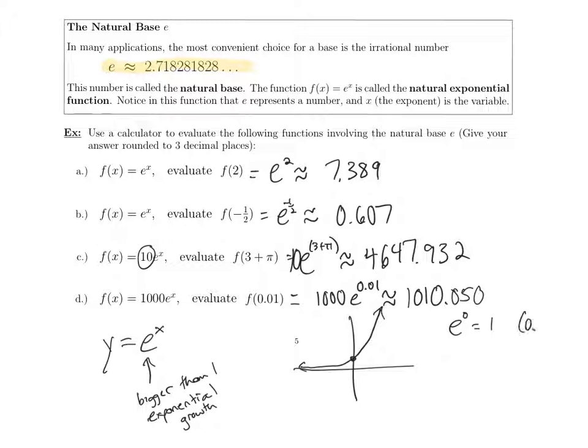So therefore, 0, 1 is on my graph. However, if I want to plot another point, for example, at 1, e to the 1 is going to be e. So we have 1, e, which is between 2 and 3. So somewhere up here, etc. So you're going to end up seeing that the graph of your natural base exponential function looks like all the other exponential growth functions in its general structure.